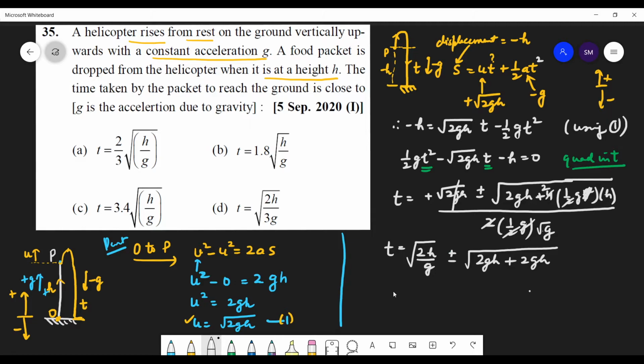So t will be equals to under the root 2h by g plus minus. So this is 4gh students. So 2 under the root gh. Okay. तो क्या आएगा यहां से t की वैल्यू? टेल मी. सॉल्व इट आउट. ये रूट नीचे तक है.